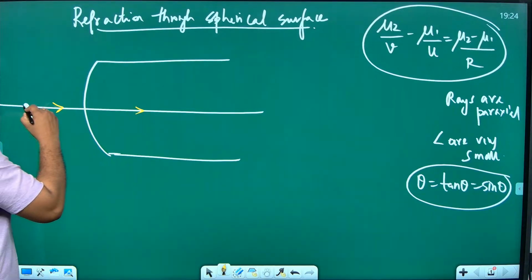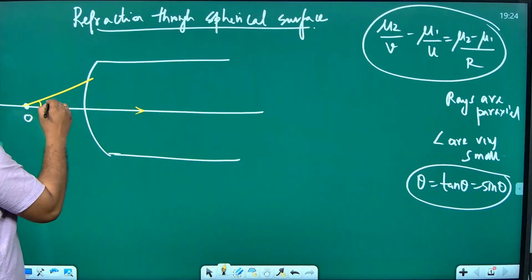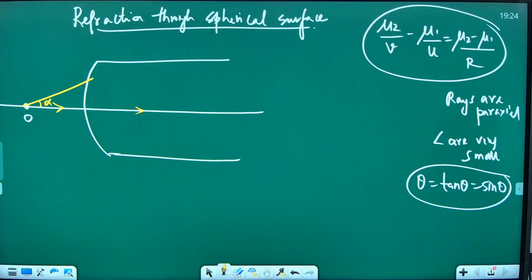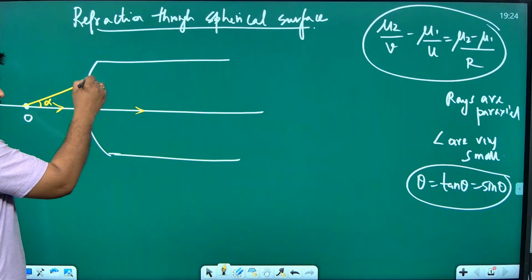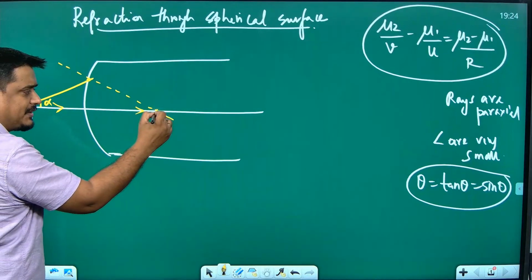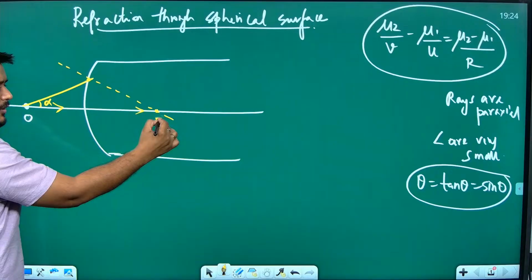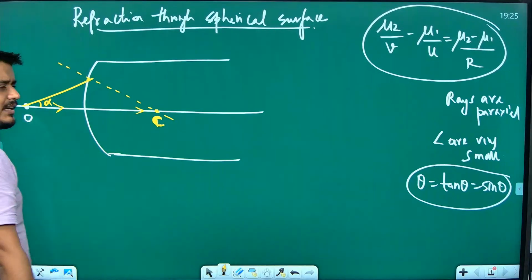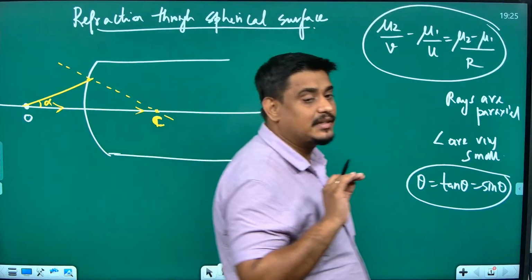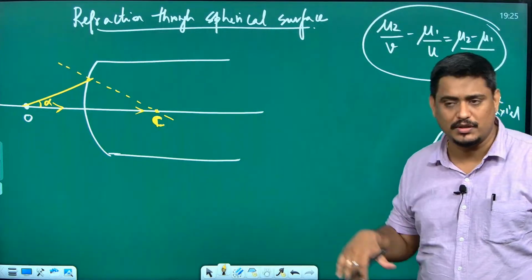Second ray I can take making an angle of alpha with the principal axis. You can take any angle. The moment it hits the surface, what will you do? You will draw a normal. That should be the good habit, drawing the normal, because at the normal only you can decide whether the ray will be going away or towards.